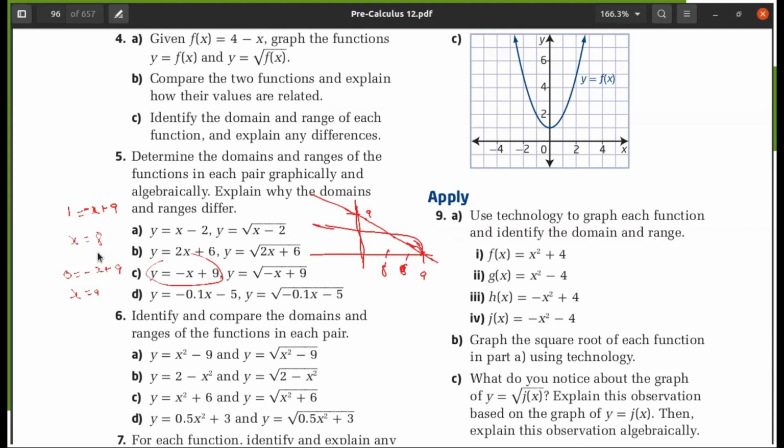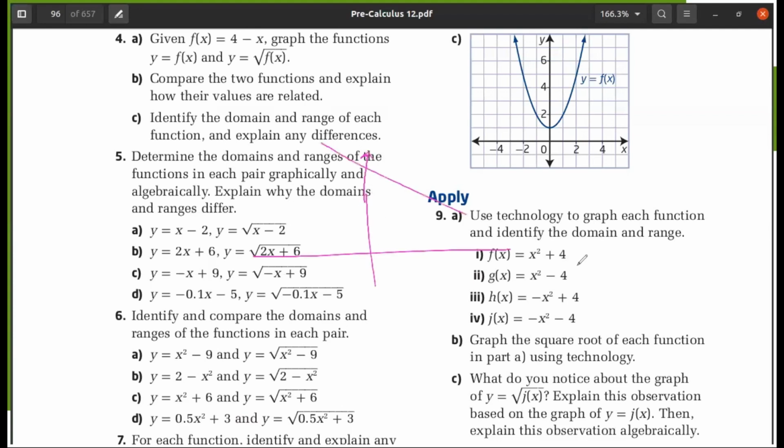Or should I draw it? Yeah. The graph will actually look somewhat like this. 9, 8. These two are your invariant points.